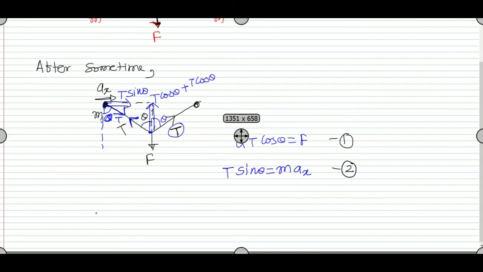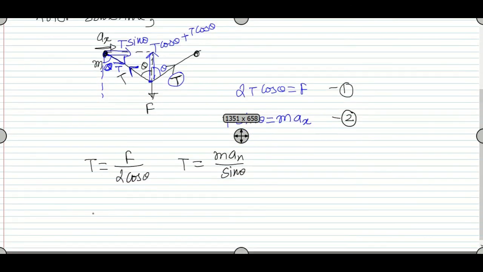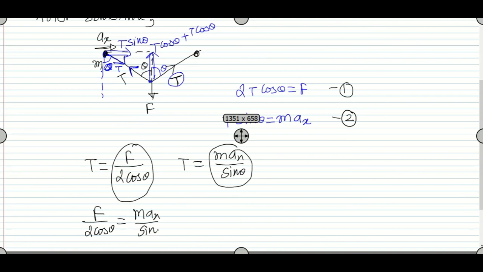Now it's very simple, right? We have tension T equal to F divided by 2 cos theta, and over here tension T is equal to max divided by sin theta. Now just equate these two: F divided by 2 cos theta is equal to max by sin theta. So from this, what is ax? We have ax equal to F divided by 2m into sin theta by cos theta, which is equal to F by 2m. Sin theta divided by cos theta is tan theta.